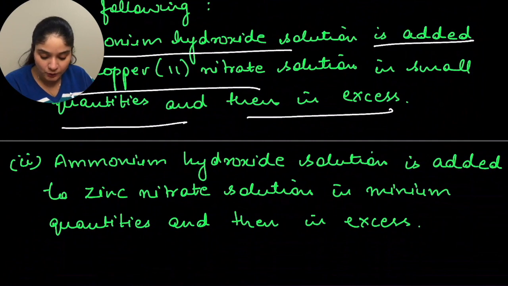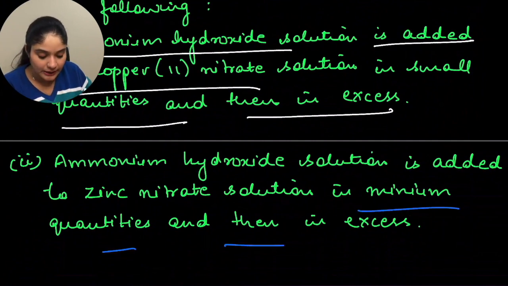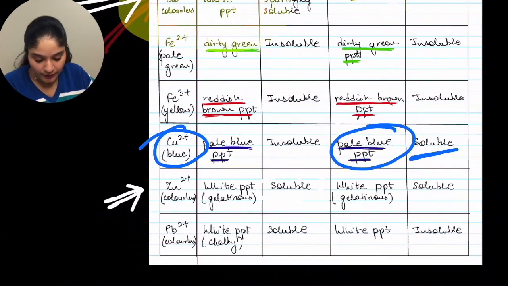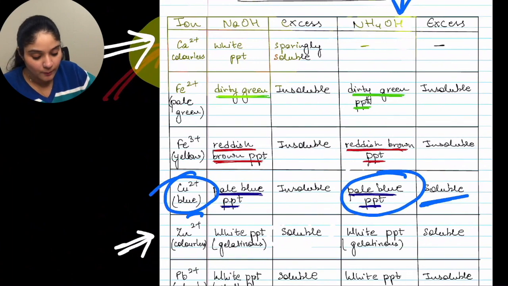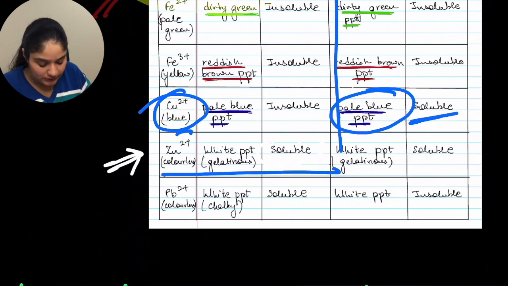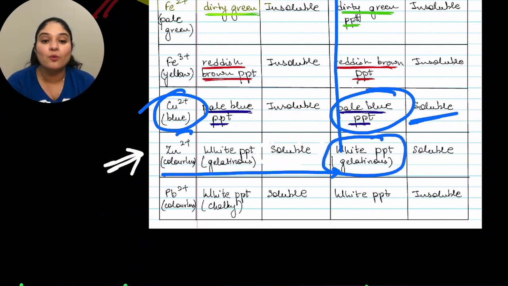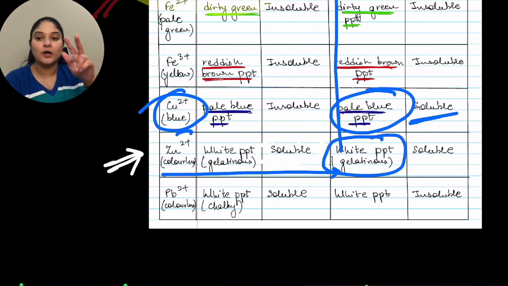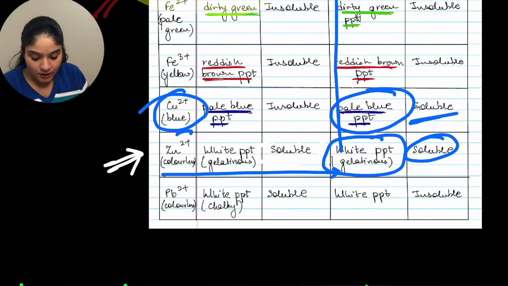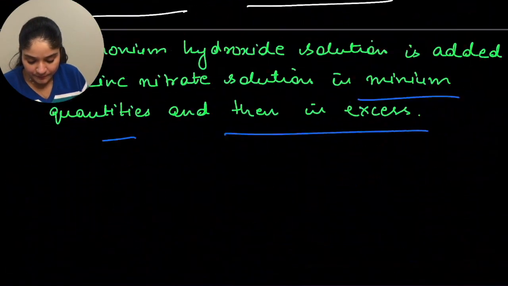Ammonium hydroxide solution is added to zinc nitrate solution in minimum quantities and then in excess. Okay. So we'll come back on the chart. We are talking about zinc. So first of all, ammonia. So you are on this line. Then zinc. So you are on this line. So your first observation will be a white PPT is formed. Second observation will be soluble in excess of ammonium hydroxide. So let's move to the next one.